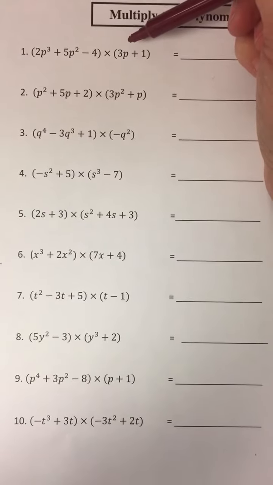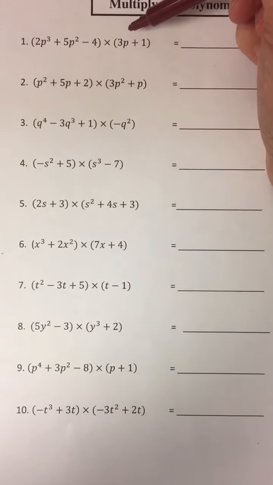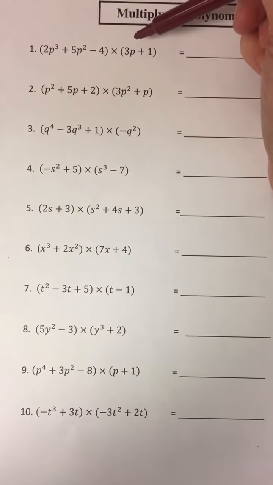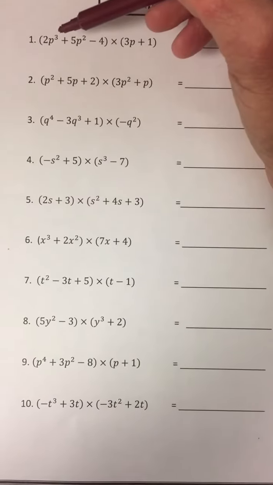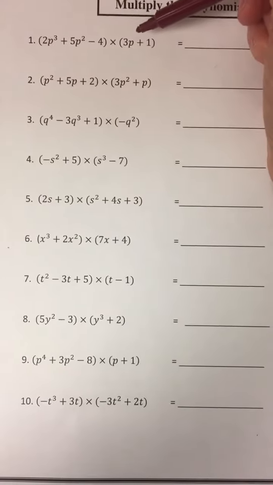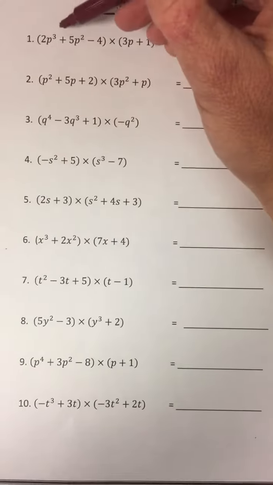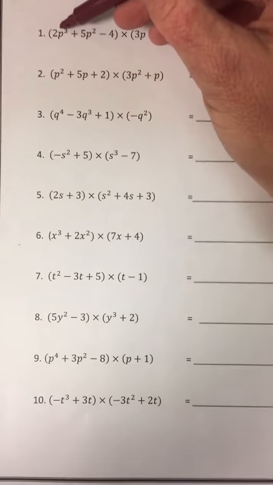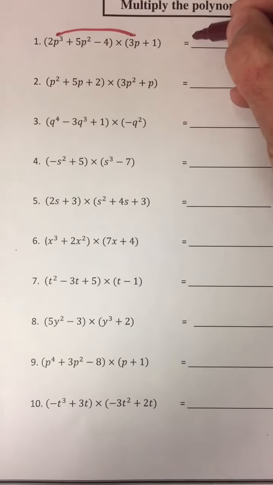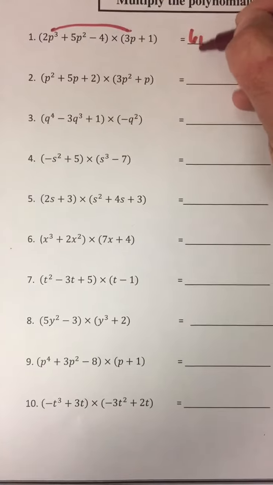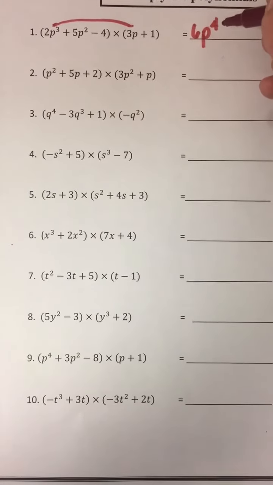When you multiply a binomial times a trinomial, you actually are going to be doing multiple distributions because you're going to be multiplying every term in one factor times every term in the other. So let's start with our first one. We're going to have 2p times 3p. And 2p times 3p is going to give me 6p to the fourth.